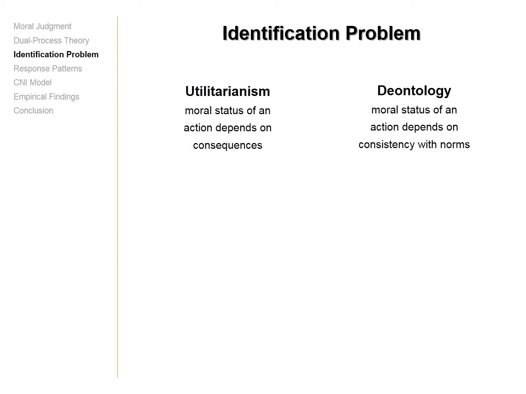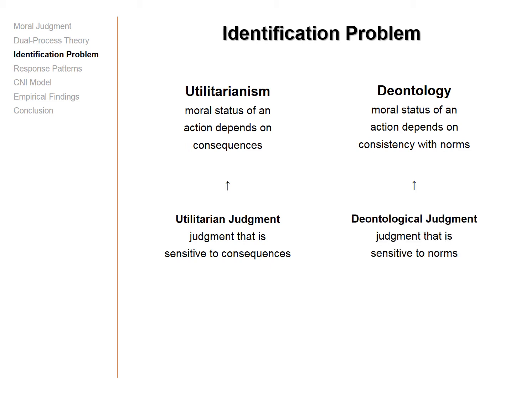To illustrate the identification problem, it is helpful to take a step back and consider the core aspects of utilitarianism and deontology. From a utilitarian view, the moral status of a given action depends on its overall consequences. So based on this definition, a utilitarian judgment is a judgment that is sensitive to consequences. In contrast, from a deontological view, the moral status of a given action depends on its consistency with moral norms. So based on this definition, a deontological judgment is a judgment that is sensitive to moral norms.